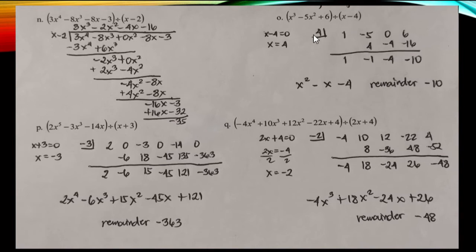So, negative 1 times 4 is negative 4. 0 minus 4 is negative 4. Negative 4 times 4 is negative 16. So, 6 minus 16 is negative 10. Then again, when getting the quotient, it is 1 degree lower than our given dividend. So, x squared, since the coefficient is 1, minus x minus 4, then remainder of negative 10.